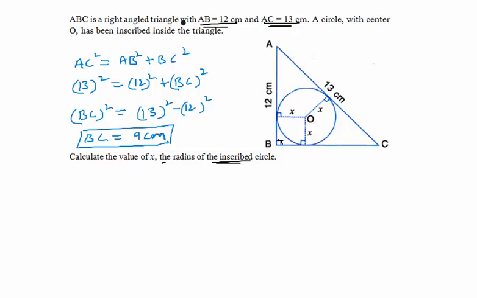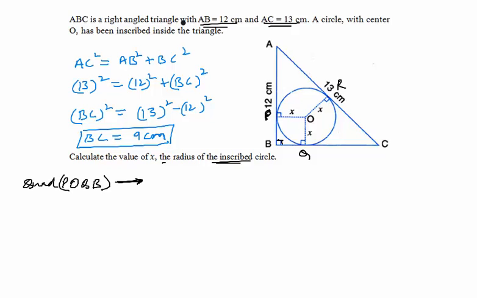Now let us concentrate on this small quadrilateral. Let us name these quantities. Let us call them P, Q and R. P, Q and R are the points of contact of the circle and the triangle. So if you concentrate on quadrilateral POQB, this quadrilateral should be a square.